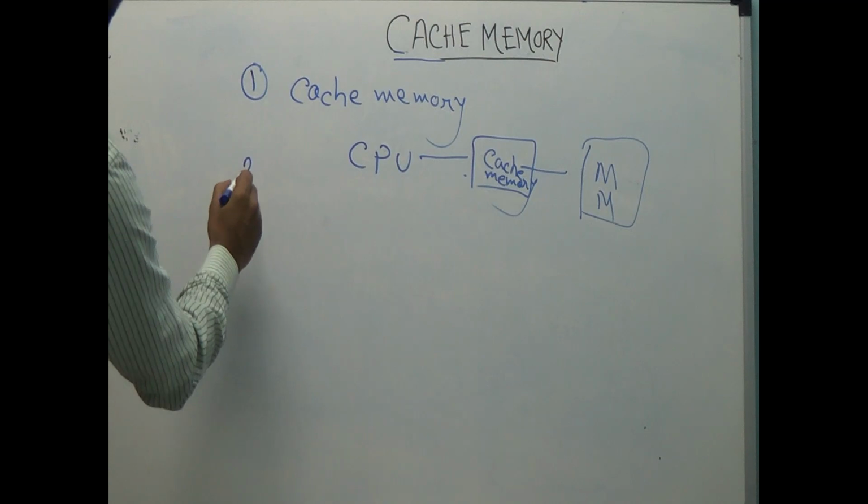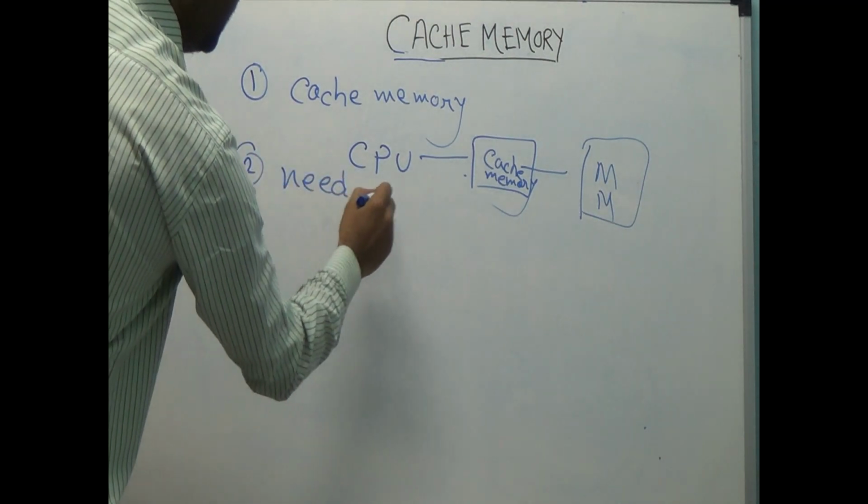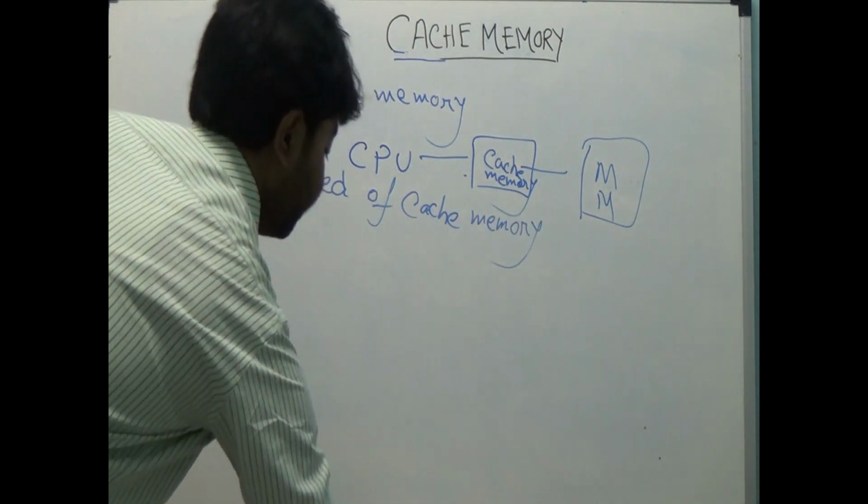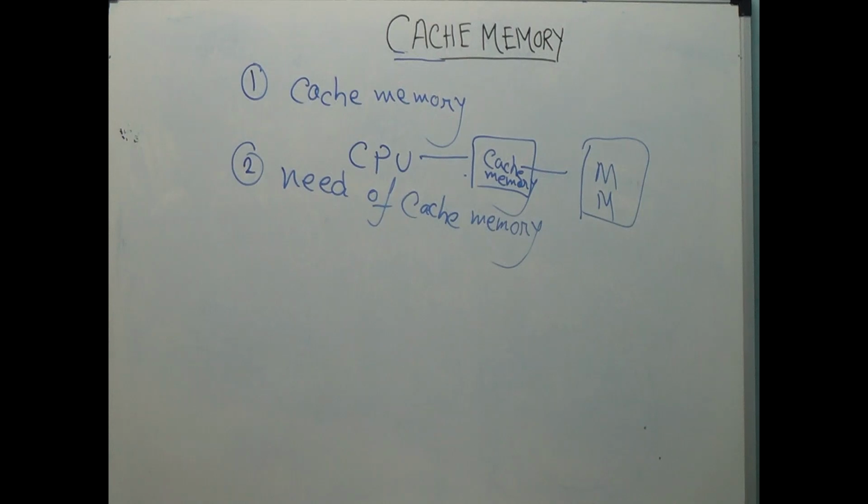Next question is the need of cache memory. The speed of CPU is faster than main memory. So while accessing the main memory, CPU has to wait for the main memory to complete the job. Thus, there is a wastage of time. Hence, the cache memory is implemented in computer system to compensate the speed difference between the memory access time and CPU. So that is the basic reason why the cache memory is used in the computer system.